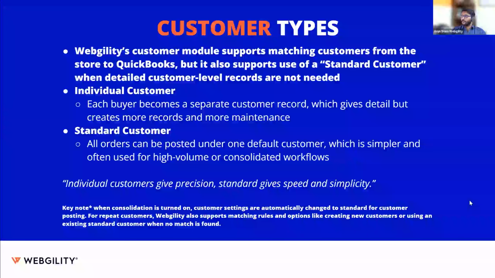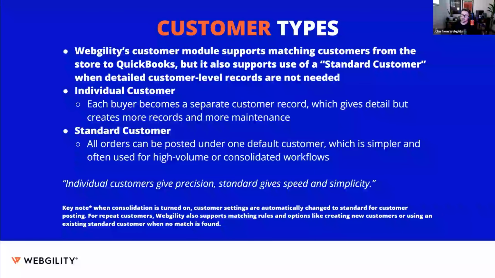Yeah, absolutely. And then for customer types, we don't have to spend too much time on this because I think it's pretty straightforward. Webgility supports matching customers from the store to QuickBooks. It's very similar to the way that we match the transaction level details with SKUs. You basically tell Webgility, I want to look for the email, the first name and last name on the order information to find that customer.